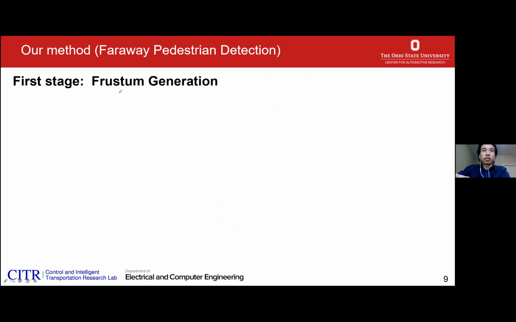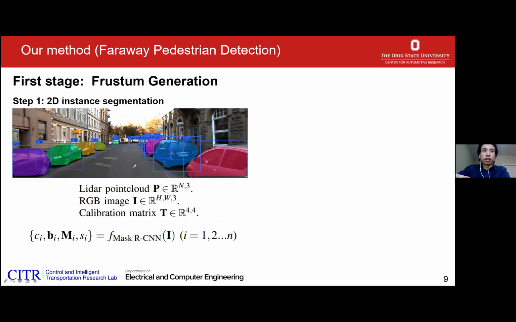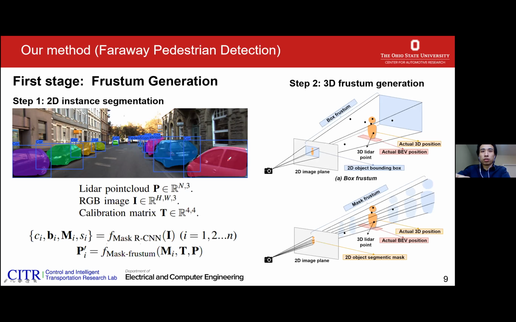At the first stage, frustum generation, first we do the 2D instance segmentation on the image, and we detect the objects and segment the objects in the 2D image. And then based on the 2D results, we use the 2D bounding box or the 2D semantic mask to do the 2D to 3D reprojection and find the 3D box frustum or the 3D mask frustum for every object.